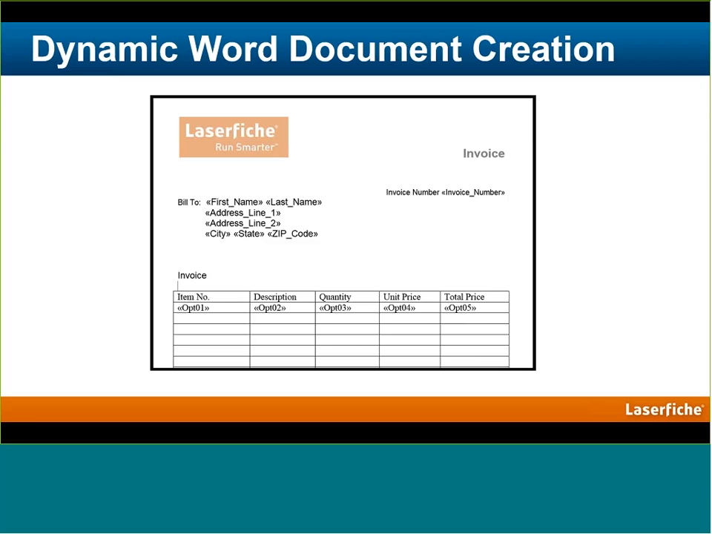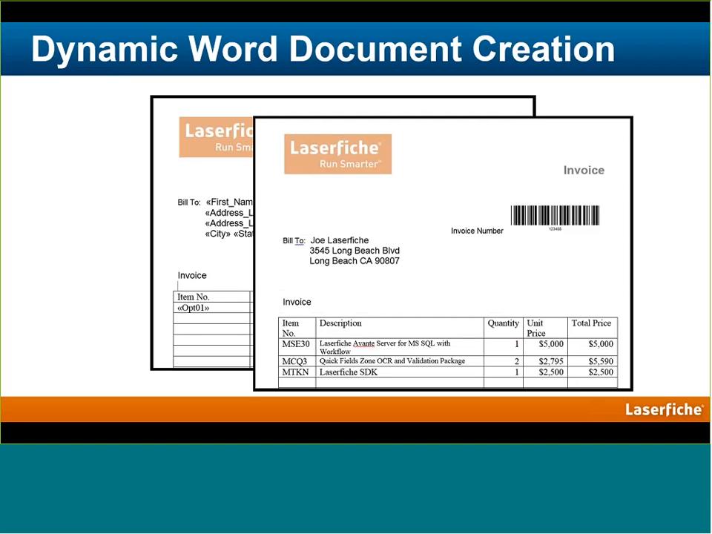As an example, we can use Workflow to dynamically generate invoices. Here you see the base document used as a source template with tags in place for the billing address, invoice line items, and invoice number. Now, here's this document created by Workflow with all of the tags dynamically filled in from tokens. Any document based on a standardized Word template can be generated in this manner.